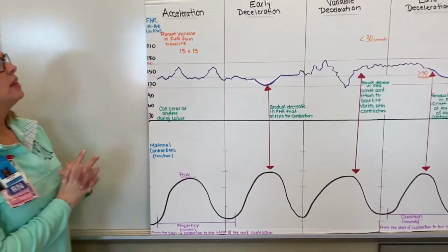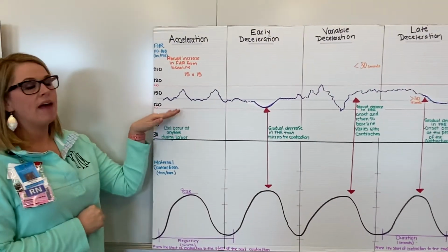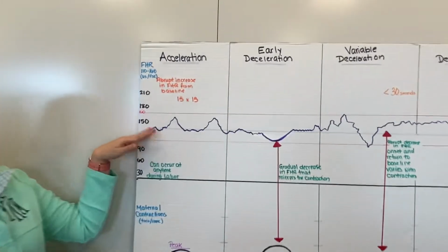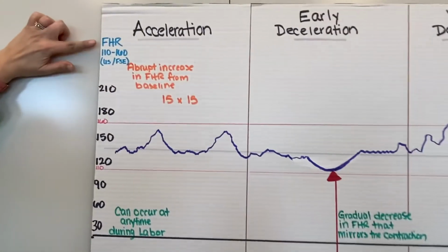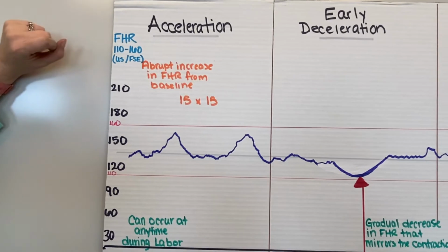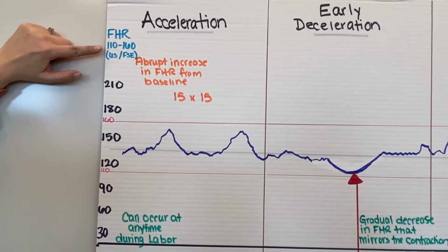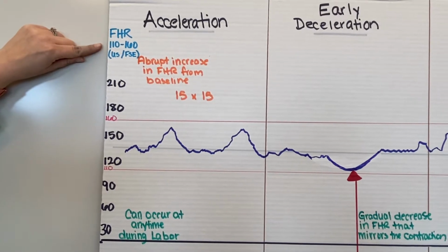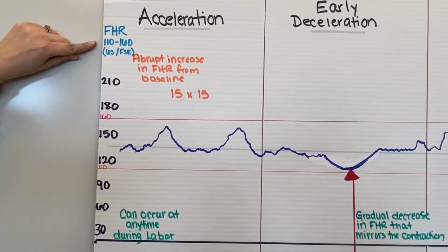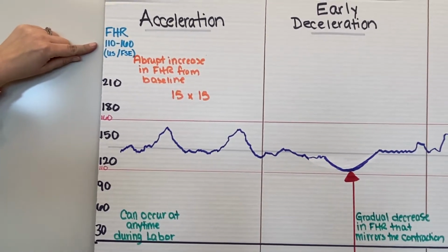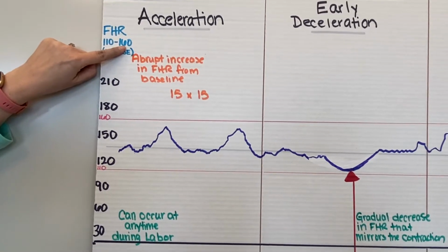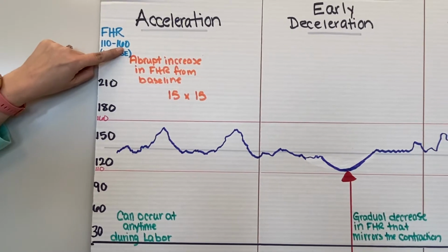Okay, then you're gonna look at the top. The top half is always gonna be baby, all right, or fetal heart rate. And you're gonna see this abbreviated as FHR. The normal fetal heart rate is between 110 and 160. So anything less than 110 beats per minute would be considered bradycardia. Anything above 160 beats per minute would be considered tachycardia for an infant.